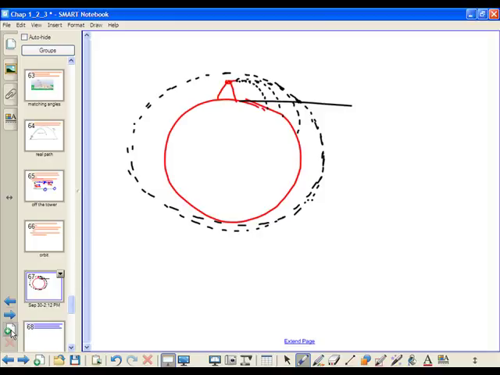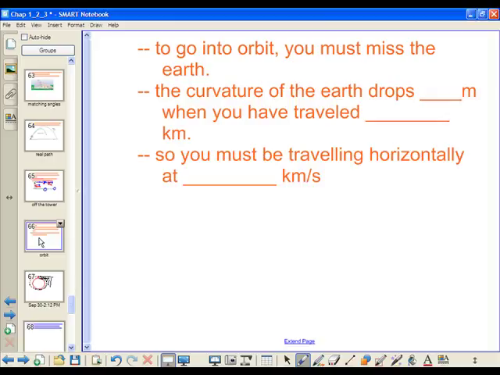Remember, the ball is only falling at a certain rate. Remember how many meters? So if we thought, how many meters below are we, 5 meters, 20 meters, and so on. So it's falling down below that path, right? If the earth curved more than that falling path, we're going to go around. This is the whole idea of putting something in orbit. And it turns out that the curvature of the earth drops 5 meters when you have traveled out 8 kilometers. What does that mean?